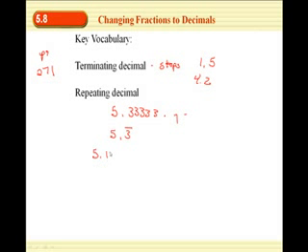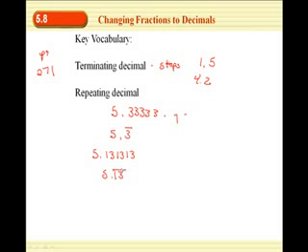Sometimes you can have more than one repeating number like this. And that would be written 0.13 with the line over both the 1 and the 3 showing that that's repeating. So you've probably seen some repeating decimals before in math. One thing we need to talk about is fractions. Fractions are basically division problems.